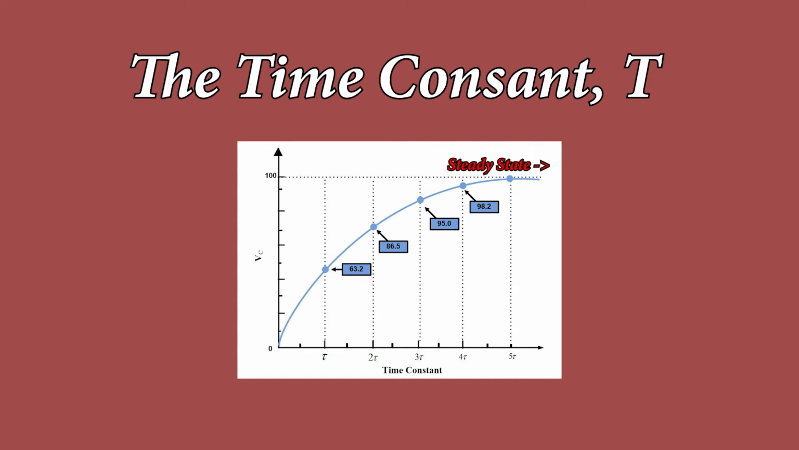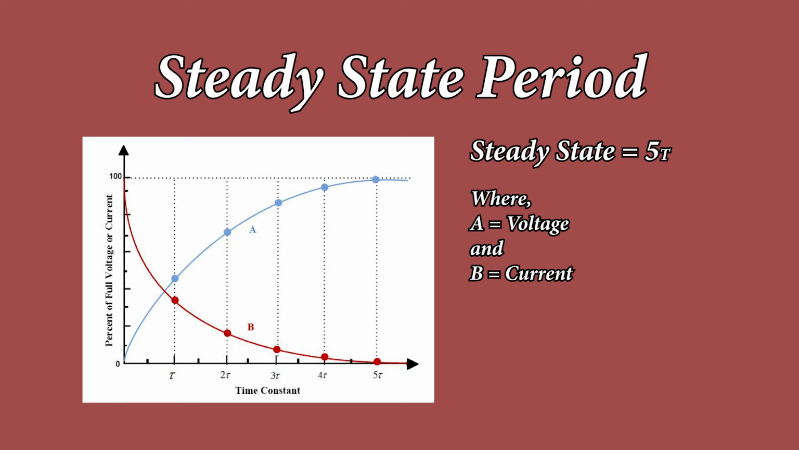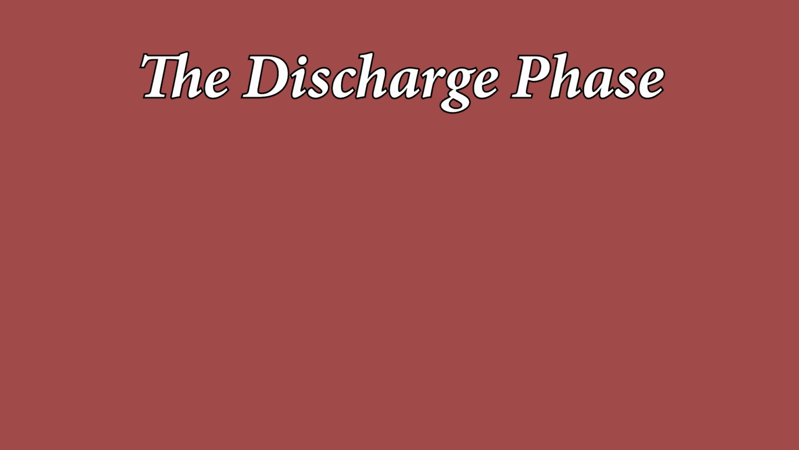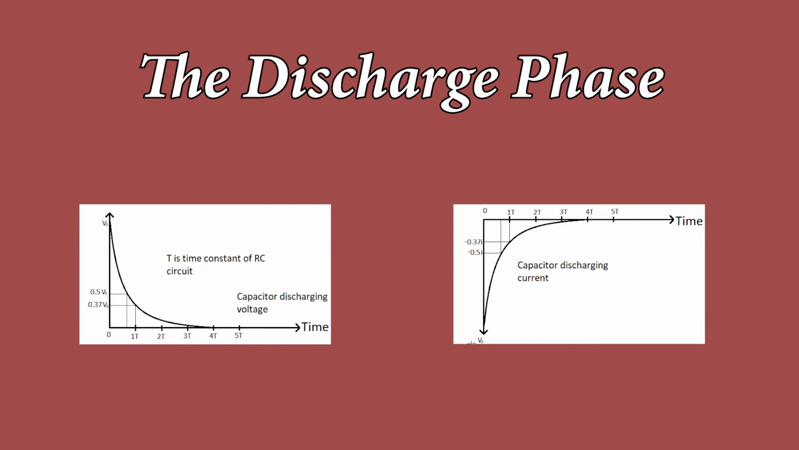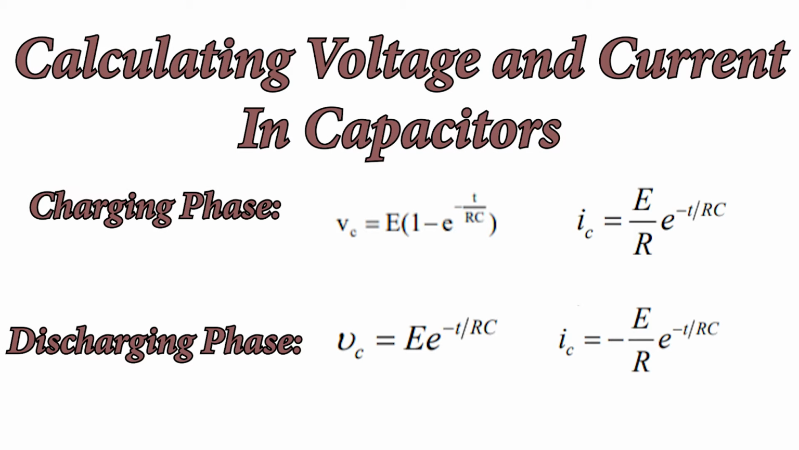This fully charged state is known as the steady state period. Shown above, in the steady state period, no current will flow, hence the capacitor acts as an open circuit. In the discharging phase, the charged plates begin equalizing, creating a current that flows in the opposite direction and a decreasing voltage. Using the shown formulas, we can calculate voltage and current in the transient period and discharging phases.